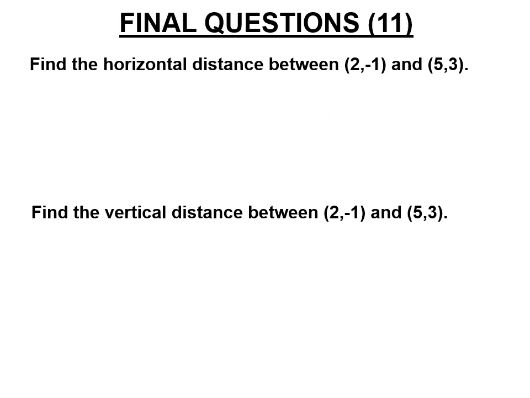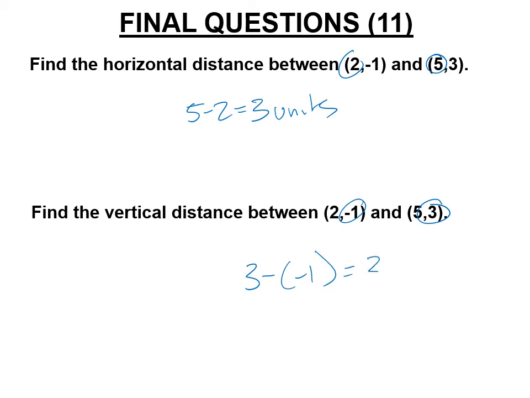There you go. Final question. Horizontal distance. So which ones do you subtract? The x coordinates. Vertical distance. Which one do you subtract? And notice I turned it around. Why did I turn it around? So I could get a positive answer. If you get -4, you just change it to +4. We'll talk more about that in the next lesson. Good luck with the homework.